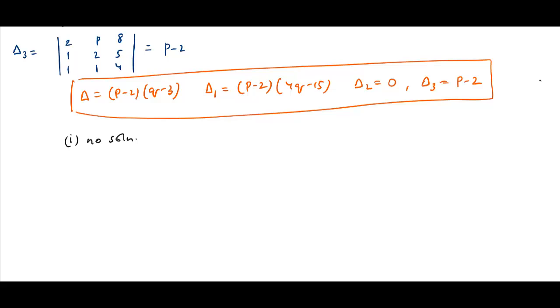Now I know that for no solutions, delta should be 0 and at least one of delta 1 or delta 2 or delta 3 must be non-zero.